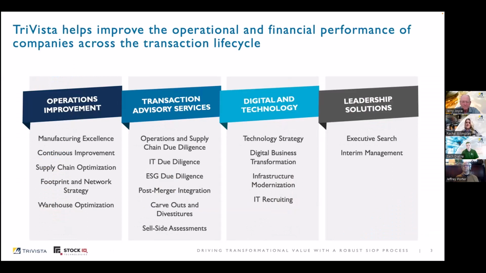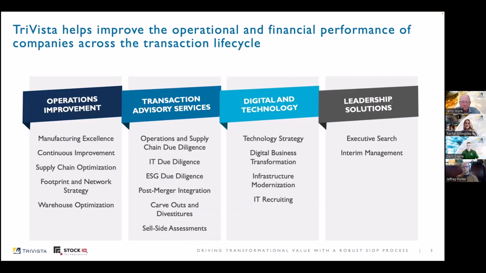TriVista is an operations and technology firm. We focus on identifying and making improvements for our clients through multiple different services such as supply chain, continuous improvement, technology, transaction advisory support, PMI, and as many others. We also offer a leadership solutions service that helps with executive level recruitment and placing interim management roles.